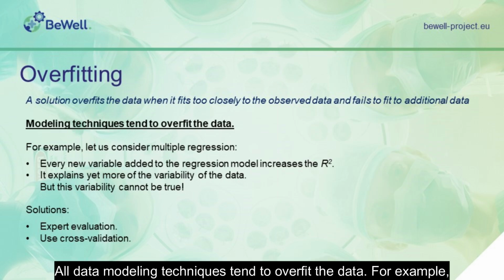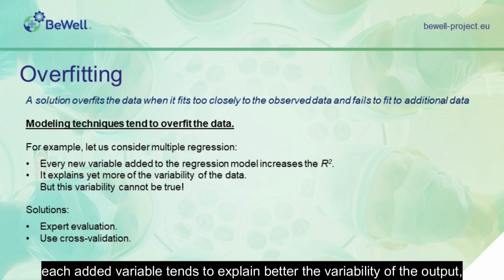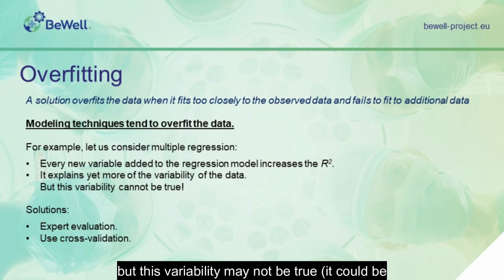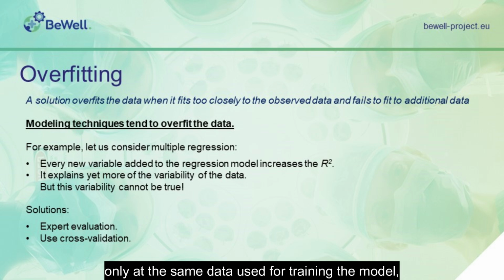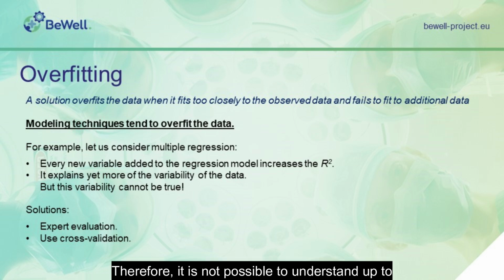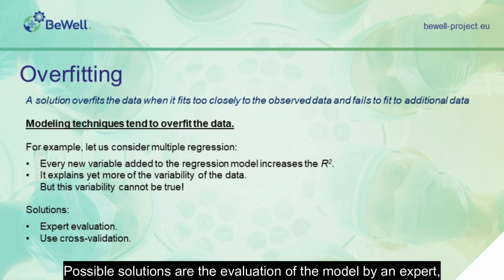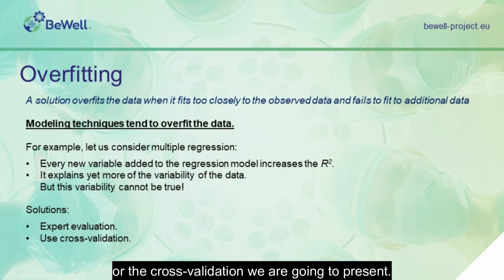All data modeling techniques tend to overfit the data. For example, in the case of multiple regressions, each new variable added among the predictors increases the R-squared, that is, each added variable tends to explain better the variability of the output, but this variability may not be true, it could be only associated with measures errors. By looking only at the same data used for training the model, it is not possible to separate the error. Therefore, it is not possible to understand up to where we have an adequate fitting and from where we have overfitting. Possible solutions are the evaluation of the model by an expert, or the cross-validation we are going to present.